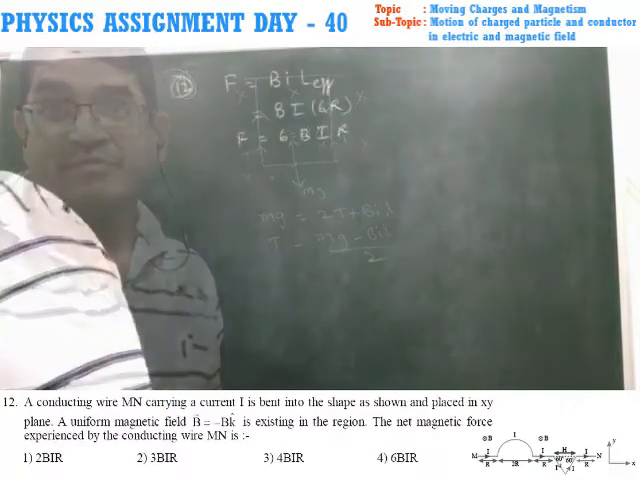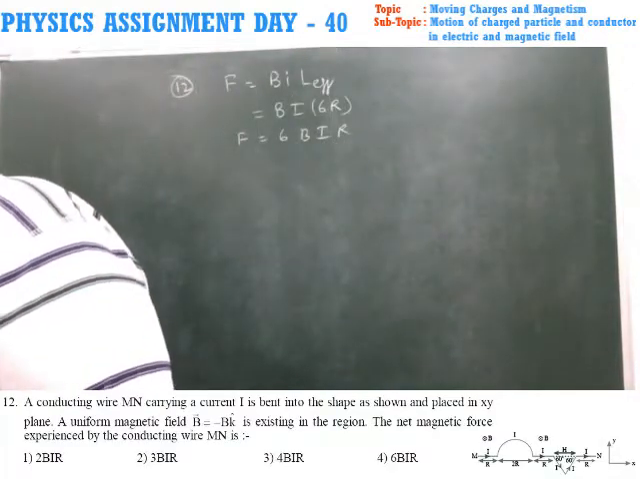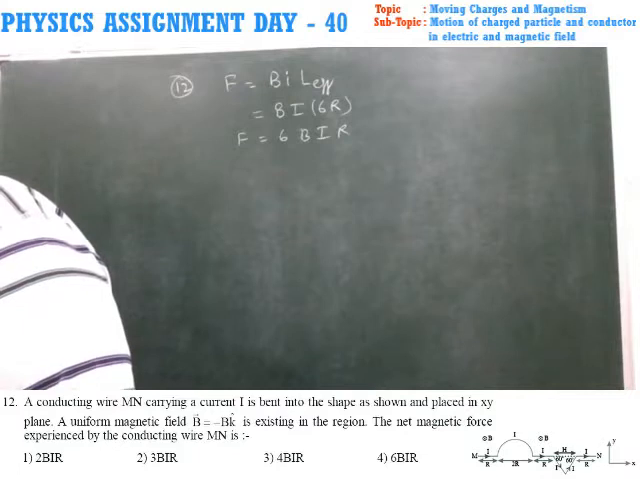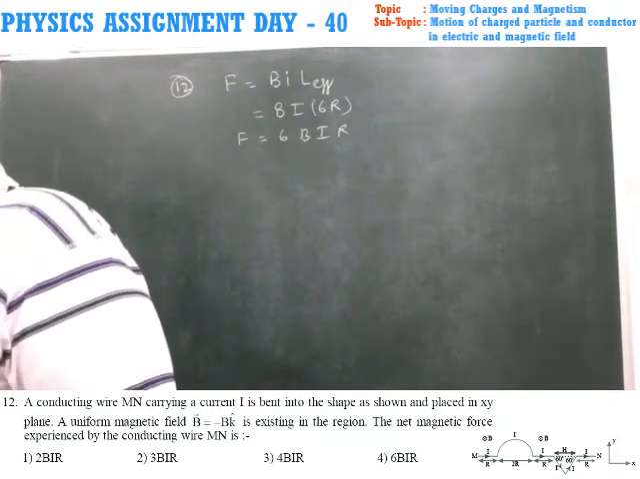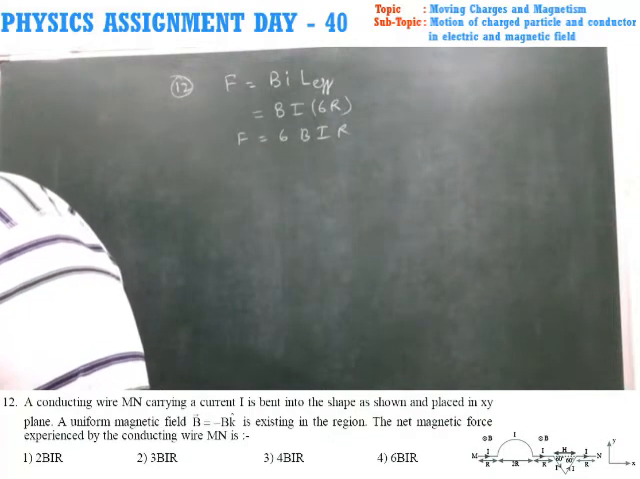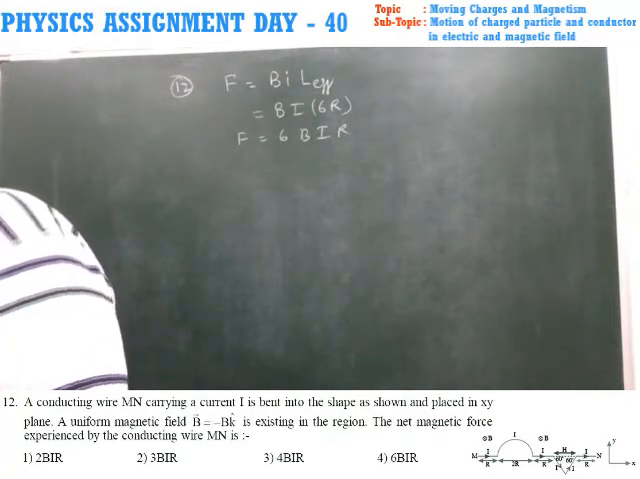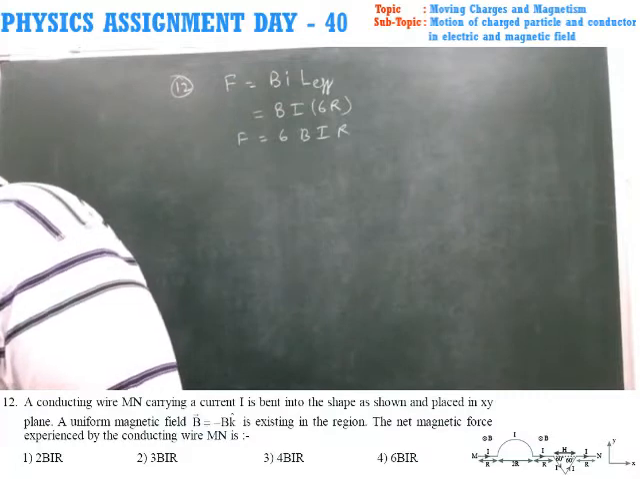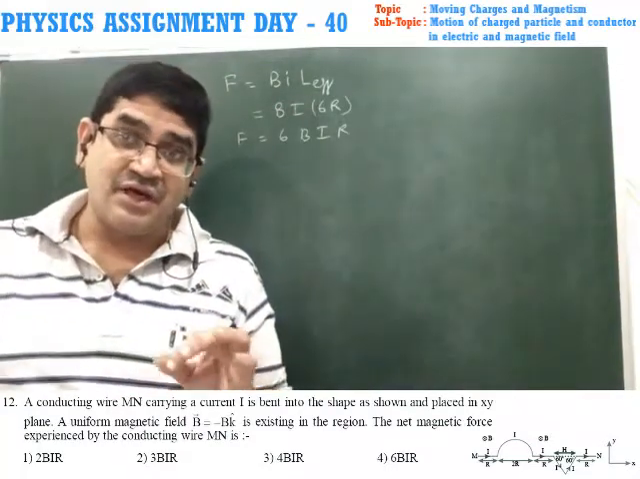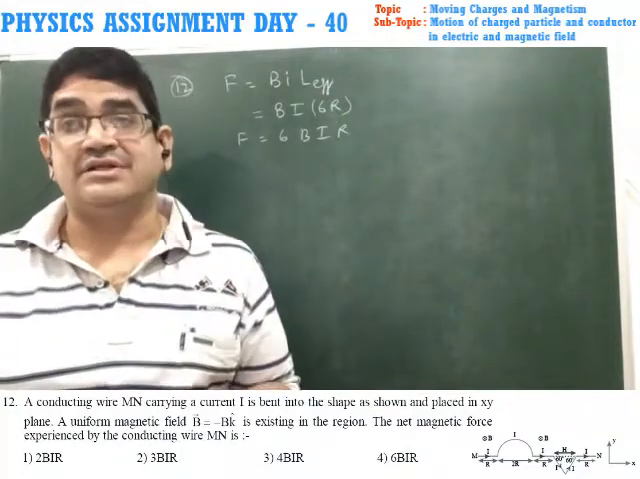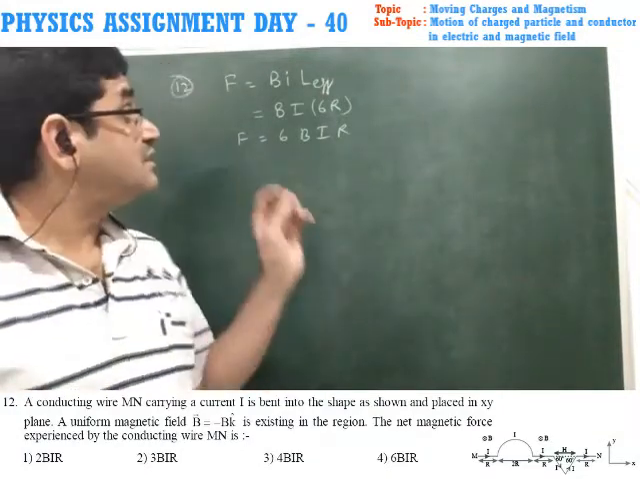Simple problem. 12th question. A conducting wire MN carrying current I is bent in the shape as shown in the figure, placed in XY plane. Uniform magnetic field B is existing in the region. The net magnetic force experienced by the conducting wire MN is? So the formula for it is F equals BIL effective. L effective means you have to consider the vector length. Actual effective length you have to calculate.